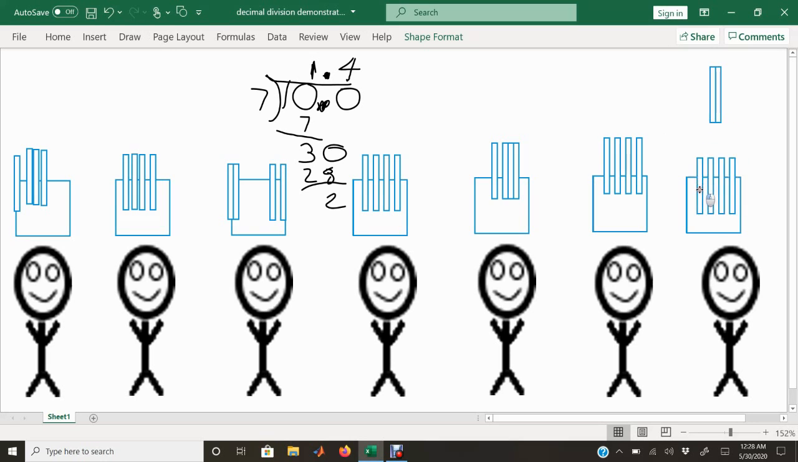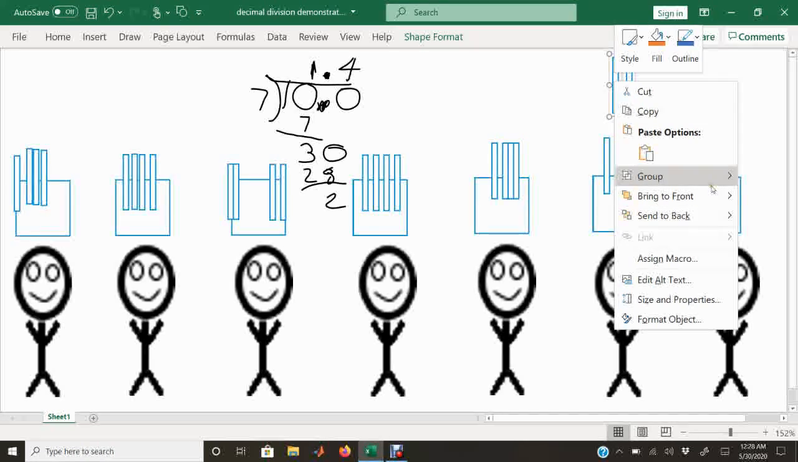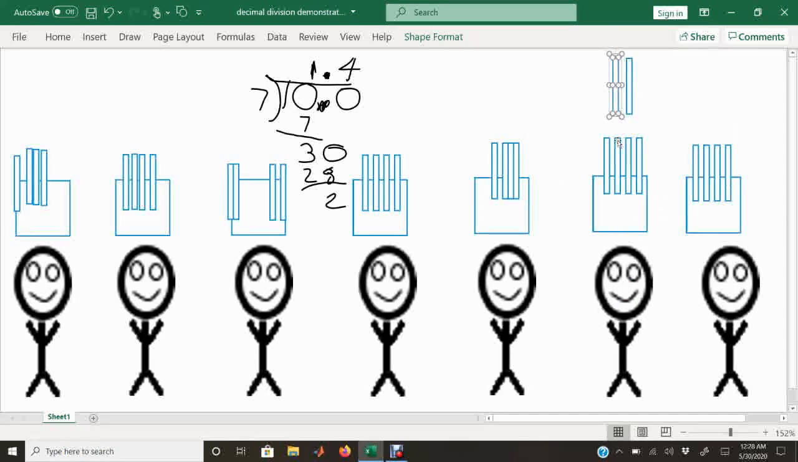Everybody gets 4, and we have 2 left over. So the problem then becomes, what do we do with the 2 pieces? Well, we now break them up into hundredths.